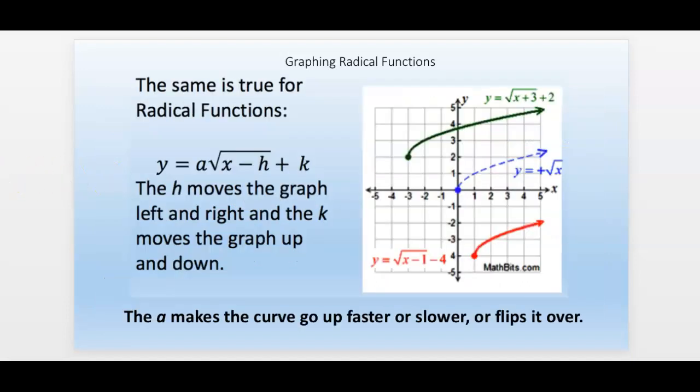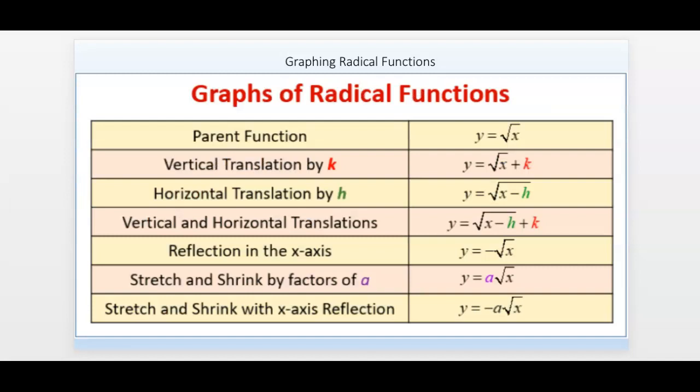Guys, the same thing works for radical functions. We write it like this. Again, x minus h underneath the radical symbol, plus k on the outside. The a in front is the multiplier, okay? And the same thing, the h moves the graph left and right, and the k moves the graph up and down. The a can make the curve go up faster or slower, or it can flip it upside down. It can reflect it in the x-axis. Again, we'll be doing this here today and tomorrow. We're going to practice graphing.